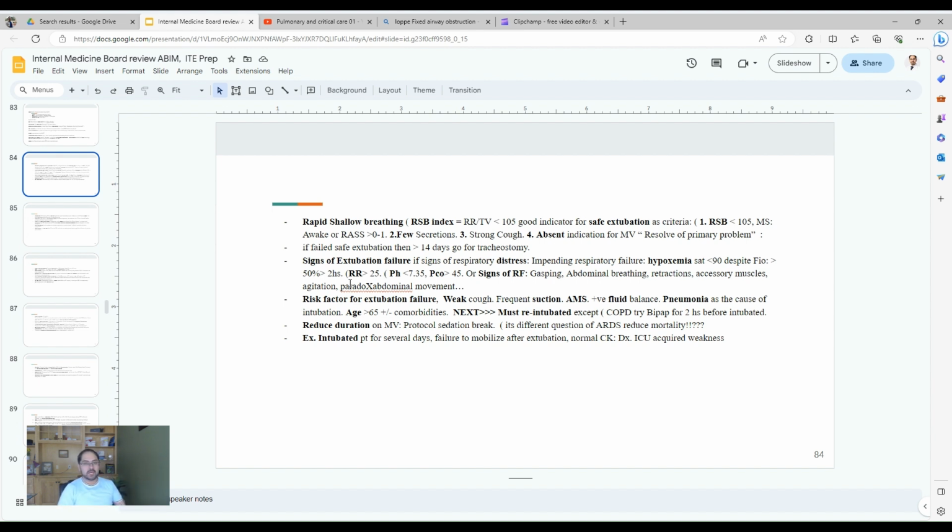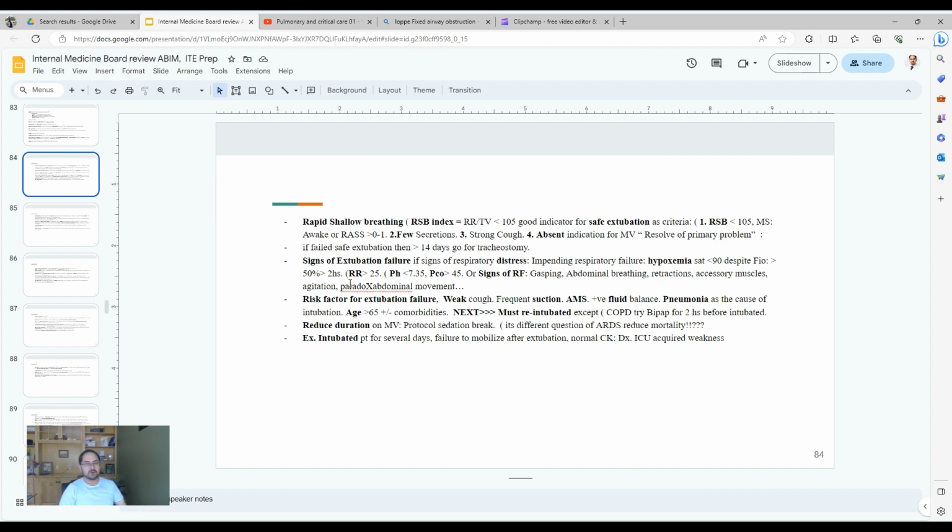Also, the patient is awake, has a strong cough, follows commands, and has few secretions. And most important, the primary indication for mechanical ventilation is already resolved. The primary problem resolved: the pneumonia improved, or if he came with atelectasis or sepsis, we treated the sepsis. Then it's a good indicator for extubation.